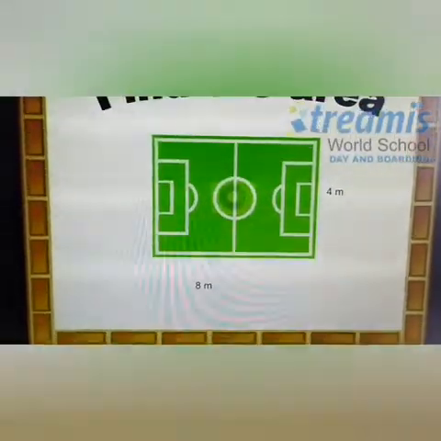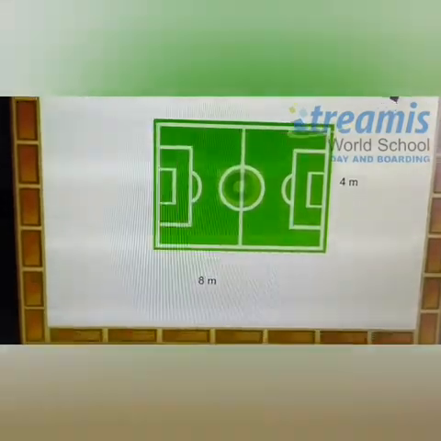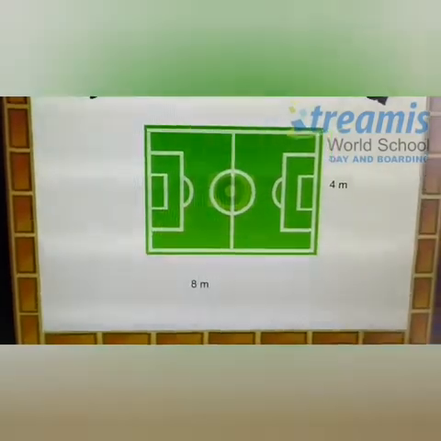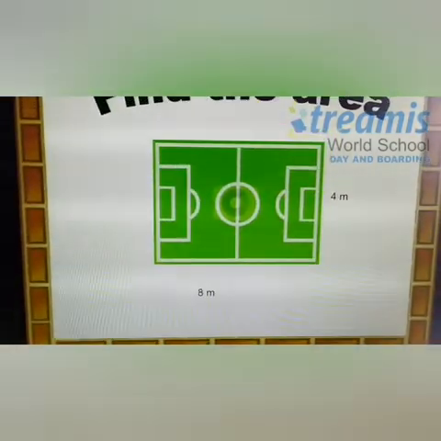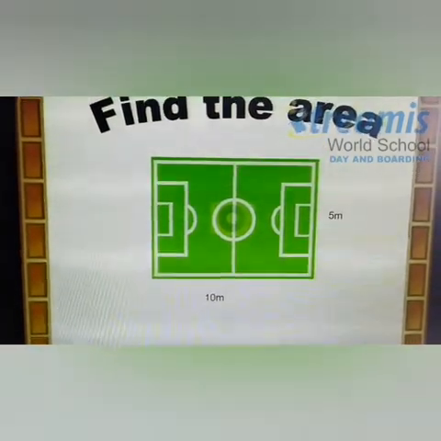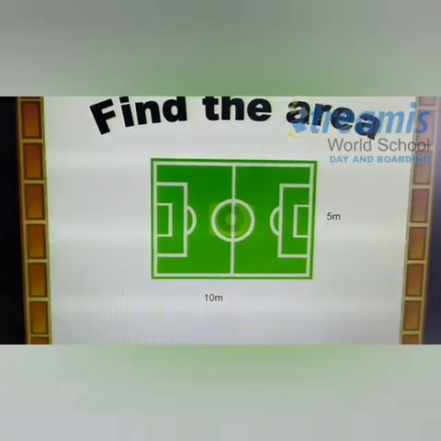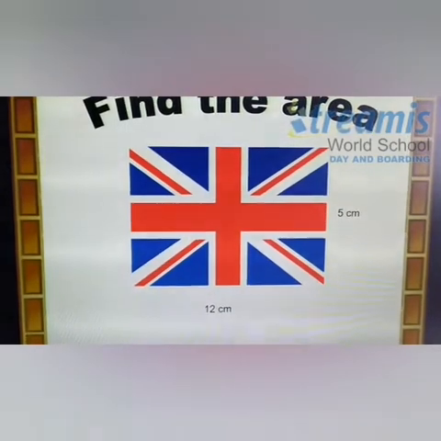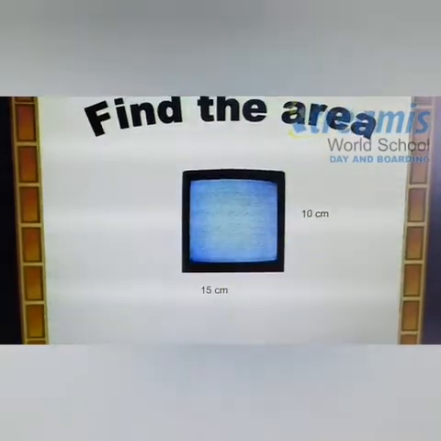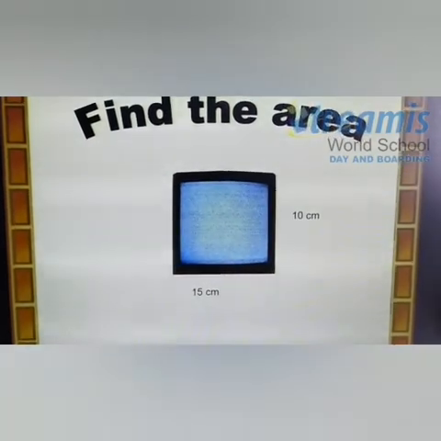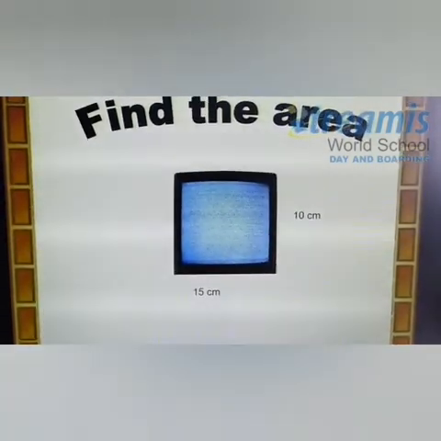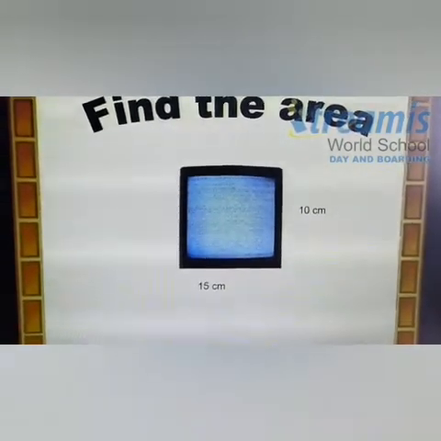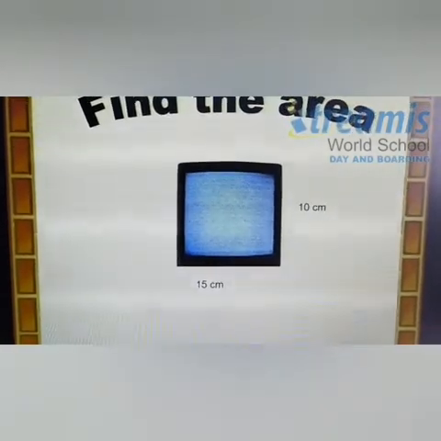Now let us find the area here. This is a rectangle. So we basically multiplied 8 multiplied by 4, that is 32 square meters. Let's find the area of this one, that is 10 multiplied by 5, 50 square meters. I hope you are observing my units. Next, it is 12 multiplied by 5, that is 60 square centimeters. Coming to this one, this is 15 centimeters and 10 centimeters, that is 15 multiplied by 10, 150 square centimeters or 1.5 square meters.